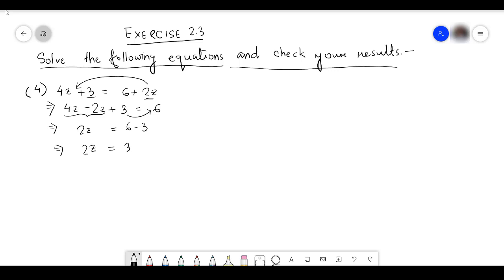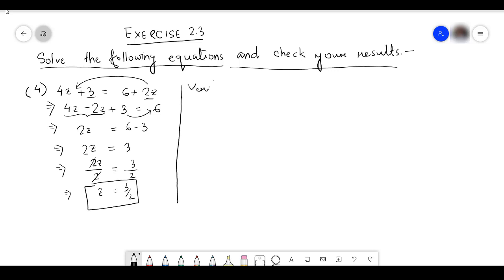Now we have to remove 2 from z, and for that both the sides are to be divided by 2. So dividing both the sides by 2, we are getting z is equal to 3 by 2. So z is equal to 3 by 2 here. This is the solution of this equation with one variable. Now let us move on to the verification part.